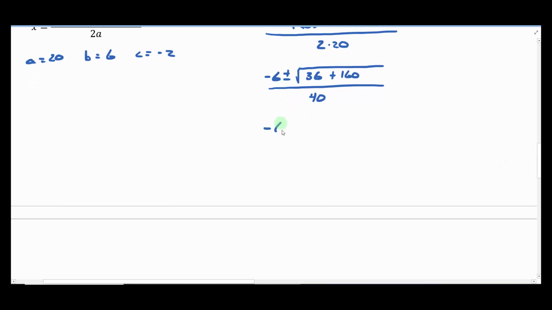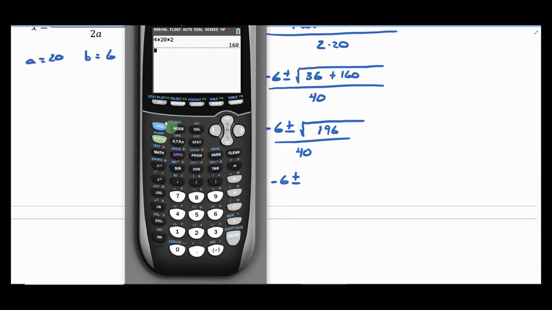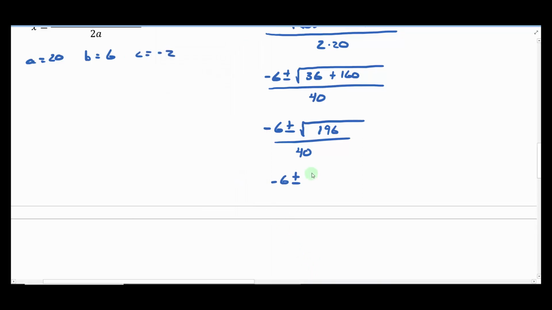So -6 plus or minus, we got 36 plus 160. So that's going to be 196 over 40. Getting easier here, almost to the end. -6 plus or minus, the square root of 196, I believe, is 14, but let me double check that in my calculator. So we got the square root of 196. Yes, it is 14. There we go, all over 40. All right, we're almost there.